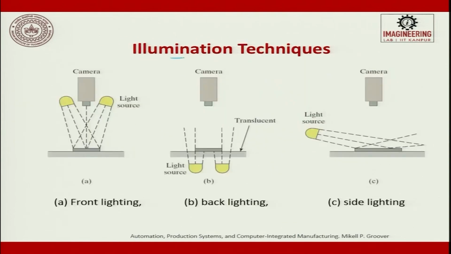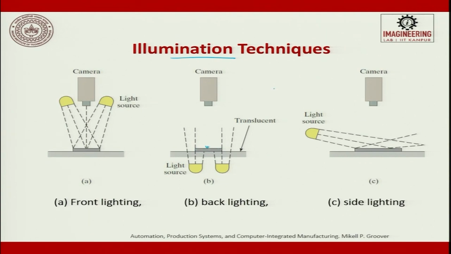So, the illumination techniques: it can be front light, it can be light from the back, it can be light from the side. Front light is used when there is an opaque table and an object is moving on that opaque table. And backlight is used whenever we work with biological samples: we put the sample on a glass plate and light is thrown from the bottom.